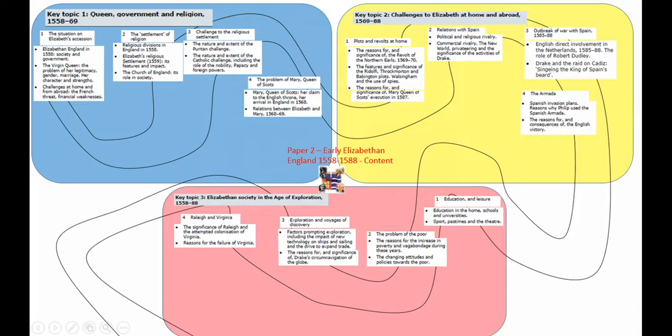Now, if we look back to this slide that we saw right at the start of lesson 1 of this series of lessons, we can see that we are now firmly into the yellow section, key topic 2. You can see that it talks about plots and revolts at home. You've done that. You've dealt with Mary Queen of Scots. It then talks about relations with Spain, which is what we're going to move on to. And it talks about the outbreak of war with Spain, the role of Sir Francis Drake there and the Spanish Armada. And that's coming up in 2 lessons' time.